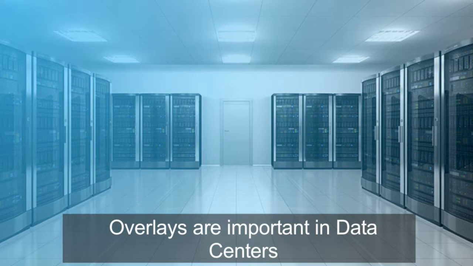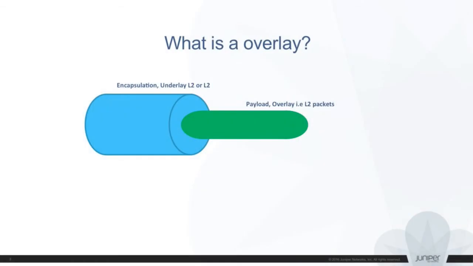This could really impact your cloud deployment if it's chosen wrongly. So one needs to pay attention to the implications of choosing an overlay. So what is an overlay? I just wanted to clarify one terminology so we are all on the same page. The payload itself that is being carried in the traffic is called the overlay, and the encapsulation that carries the payload is called the underlay, just to make sure we are all on the same page.